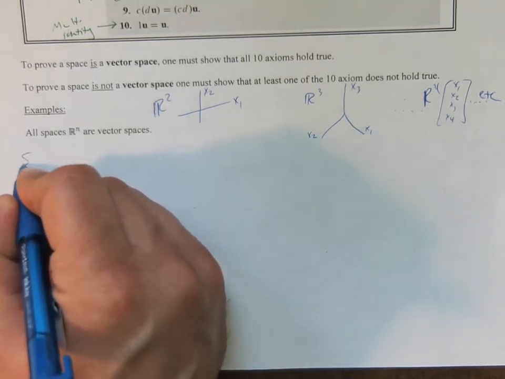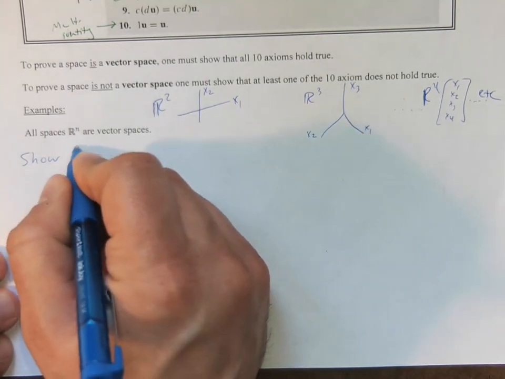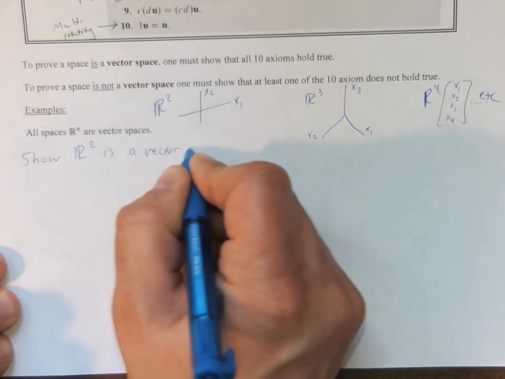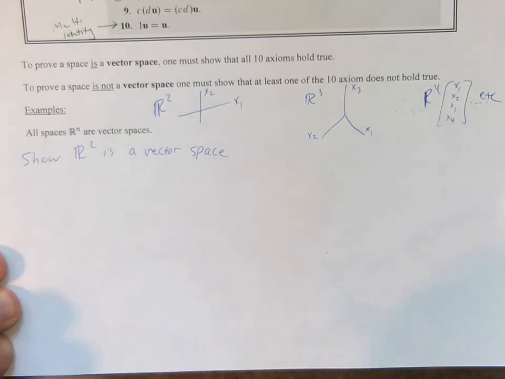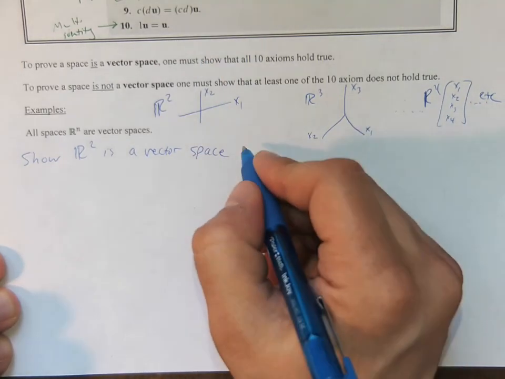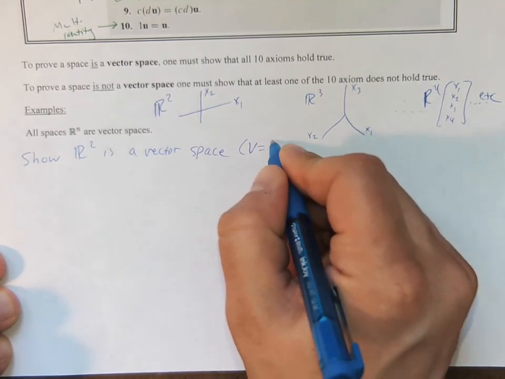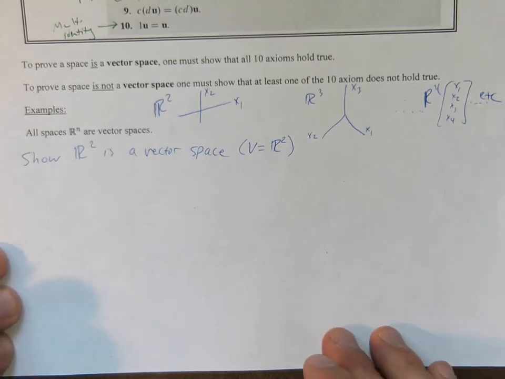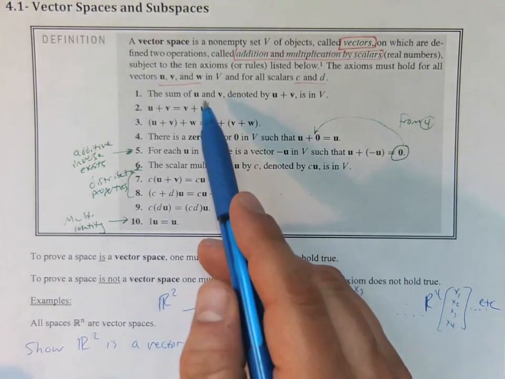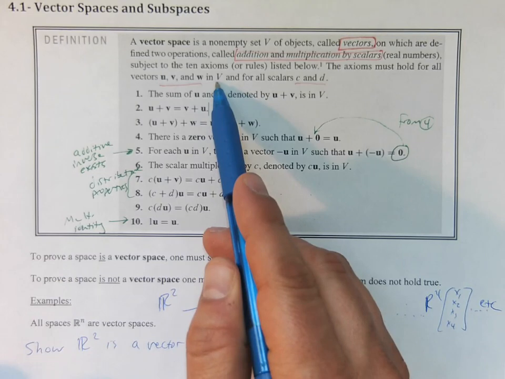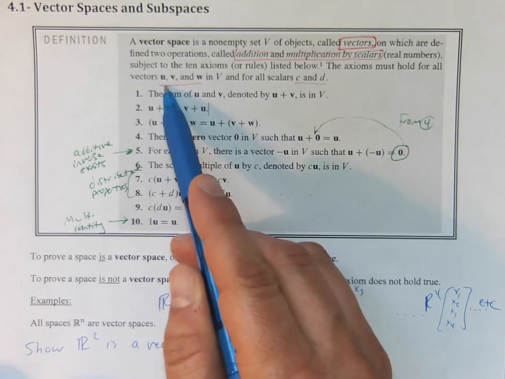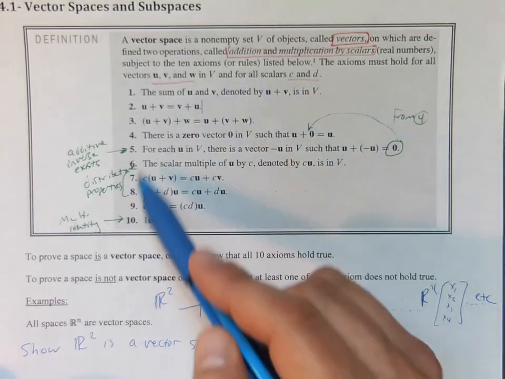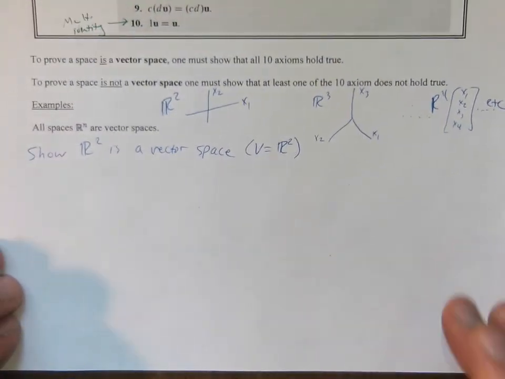So let's go ahead and show that R2 is a vector space. And so looking at the definition above, the V in the definition above is R2. So we're going to go through, right, so V in this case is R2. Let's pick a U, a W, and a V in the space, and then we'll go through each one of these properties and show that they all hold.